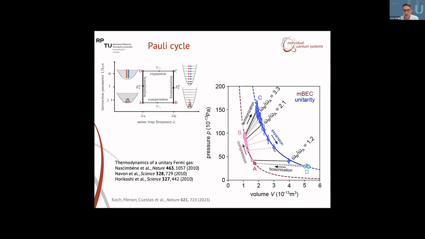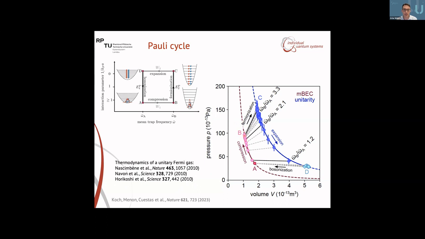And the blue dashed line is the equation of state for a unitary Fermi gas. I would like to point out that groups 10, 15 years ago have already measured this equation of state for unitary Fermi gases. What happens now is that if we compress or expand the cloud, we move on this equation of state. The cloud just changes pressure and volume according to this equation of state.